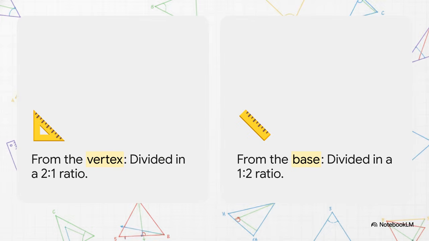See, the centroid doesn't just sit on those median lines. It actively slices them up according to a very strict rule. But, and this is absolutely crucial, you have to pay close attention to where you start measuring. If you start from the corner, the vertex, the centroid divides that median line in a 2-to-1 ratio. But if you measure from the flat opposite side, the base, it's a 1-to-2 ratio. The absolute easiest way to remember this? Just remember that the longer segment of the median is always the part attached to the vertex.